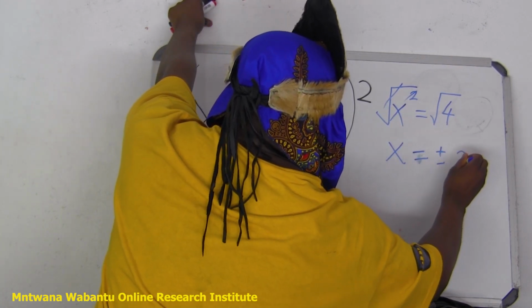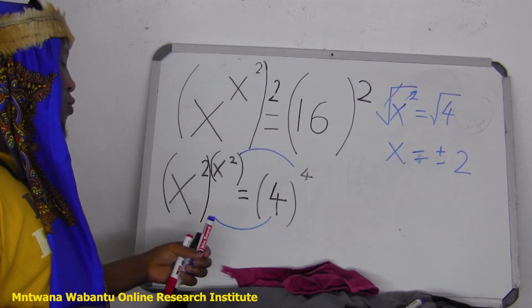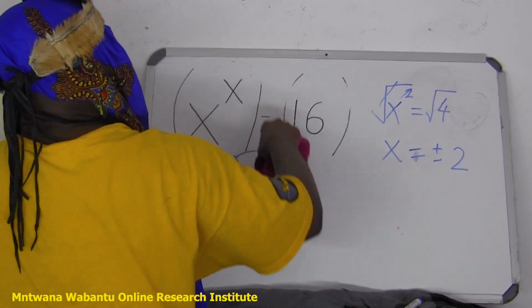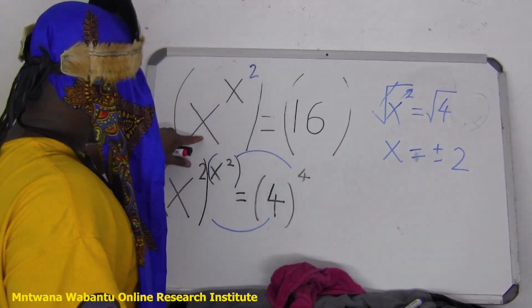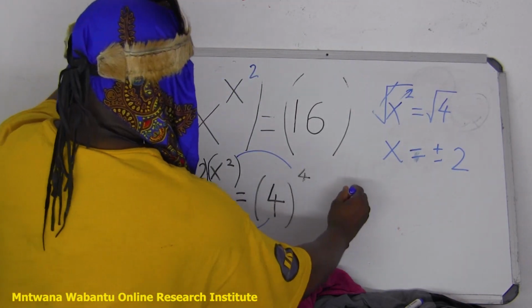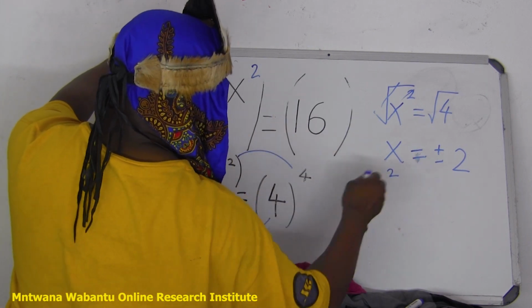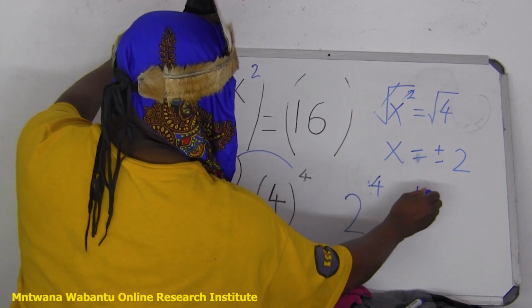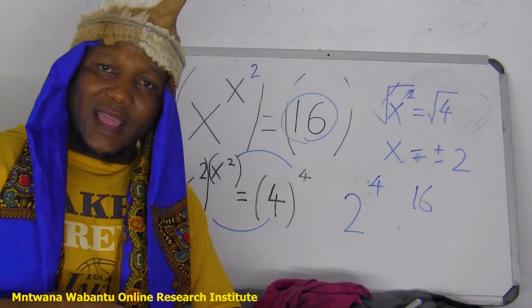Plus or minus 2, this is our answer. And you can prove it if you want, it's going to give you the right answer. Let's say positive 2. Positive 2 means you're going to say 2 here, and here's going to be 2, squared. What is 2 squared? Equals 4. And what is 2 power 4? 16. Which is the same as the right hand side.